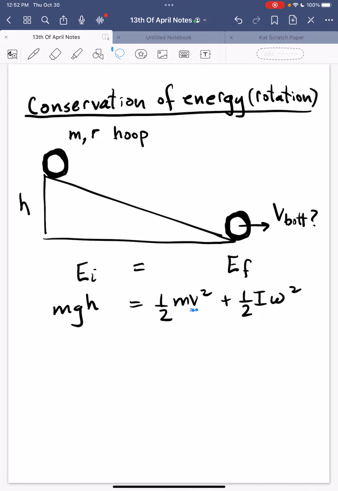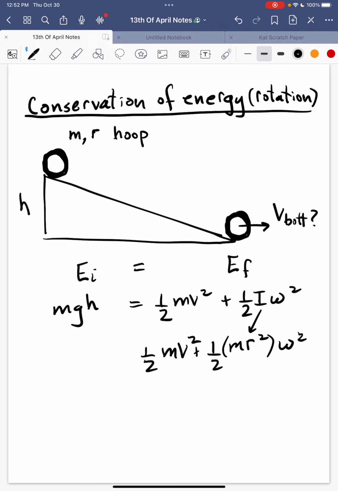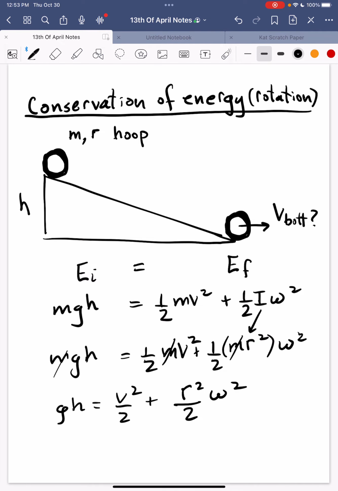So let's expand things a little bit more. This I is the moment of inertia, and for a hoop, it's just m times r squared. So that's the moment of inertia for the hoop. And so I can still write it like this, 1/2 mv squared plus 1/2 mr squared times omega squared, and that's equal to mgh. And to simplify things, I can get rid of the m's, like that. So I can say gh equals v squared over 2 plus r squared over 2 times omega squared, like that.